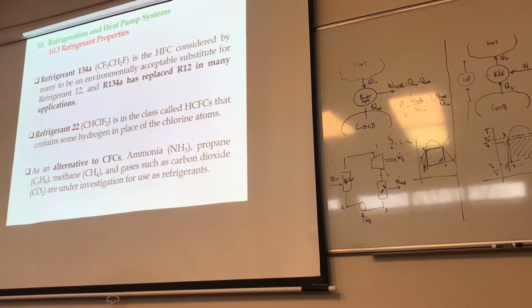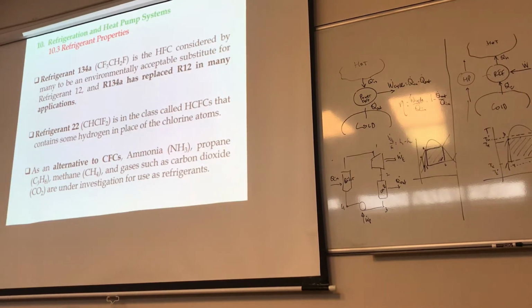Refrigerant 22 is another HCFC, and then there are the other ones: ammonia, propane, methane, and such gases as carbon monoxide are under investigation for use as refrigerants. Because again, the whole idea here is you are compressing something, right? Then you pass it through a heat exchanger and remove the heat from it. You bring it back, and then you pass it through another heat exchanger, essentially to suck up the heat, change its phase, and you move on, okay?